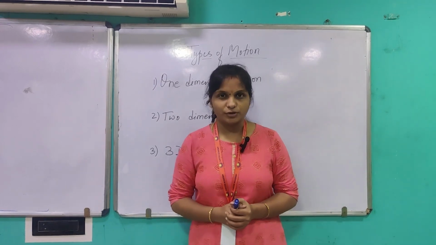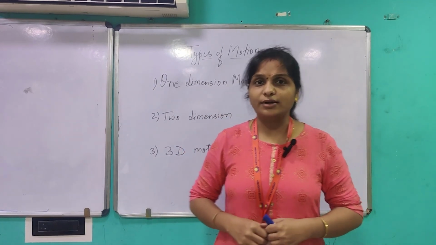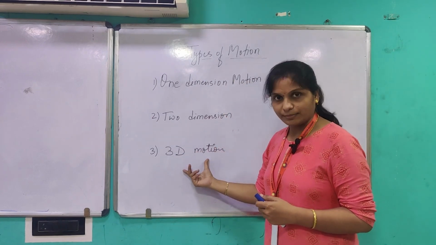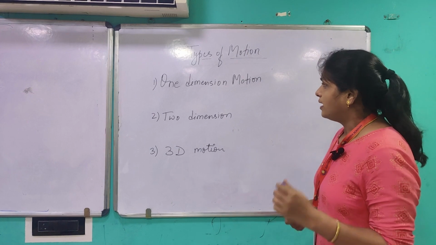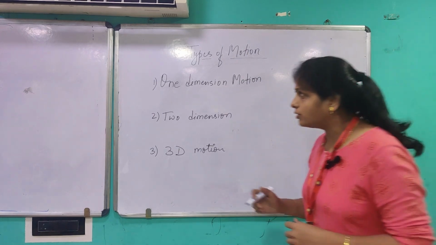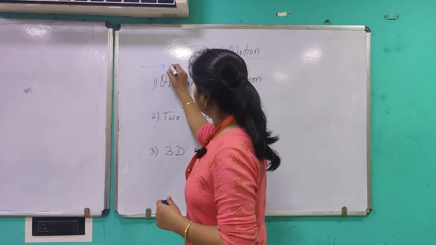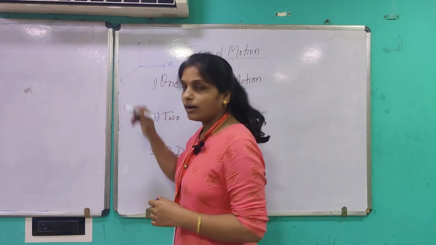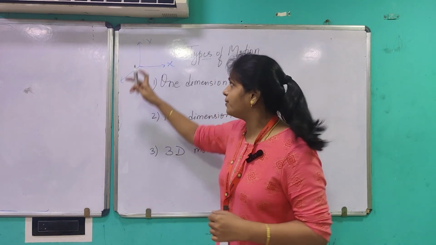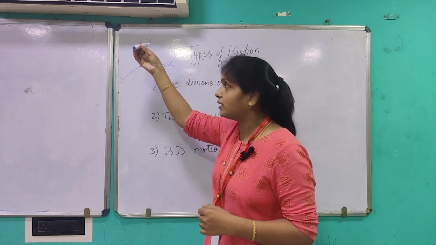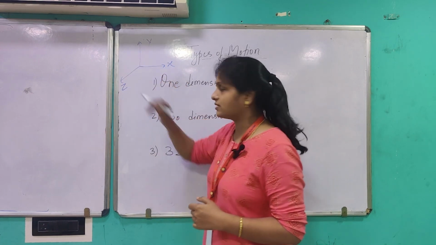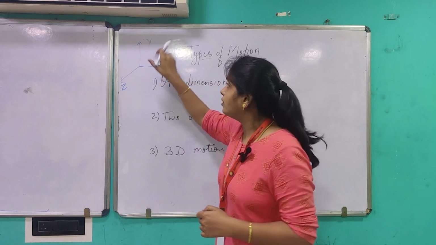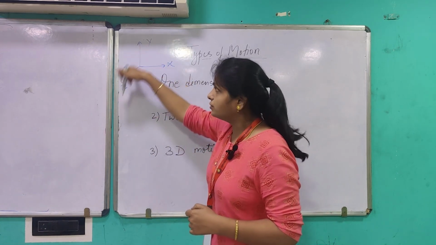There are three kinds of motion: one dimension motion, two dimension motion, and three dimension motion. I hope you know this. This is your x-axis, this is your y-axis, and the z-axis will be either out of the plane or into the plane. The x and y axes are in the same plane of the board. Okay, this is 1, 2, and 3.